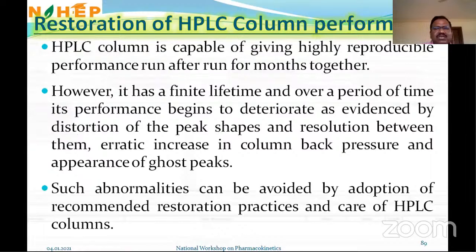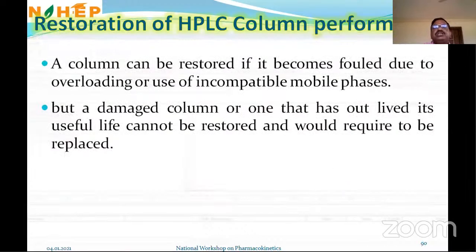Coming to when the column is spoiled or not eluting properly, we can restore the column's eluting capacity. There are certain restoration procedures. The HPLC column is capable of giving a highly reproducible performance run after run for months together. However, it has a finite lifetime; the lifetime is not forever. There is a limitation. After some time, there is a deterioration in the column performance, with changes in the peak shapes and resolutions. Then we have to go for column restoration to regain its capacity of elution.